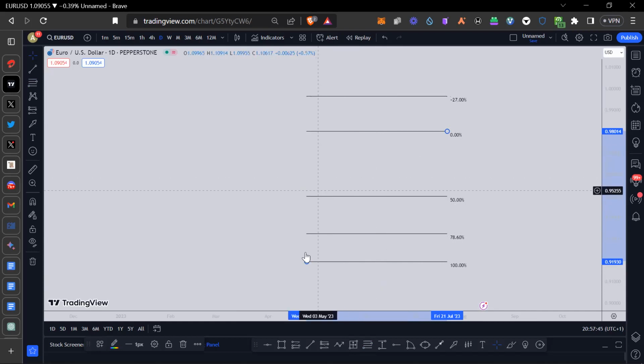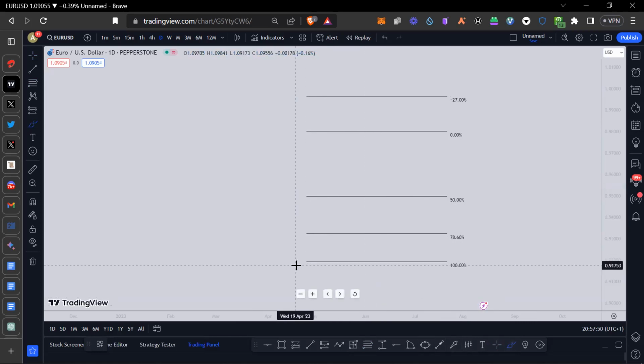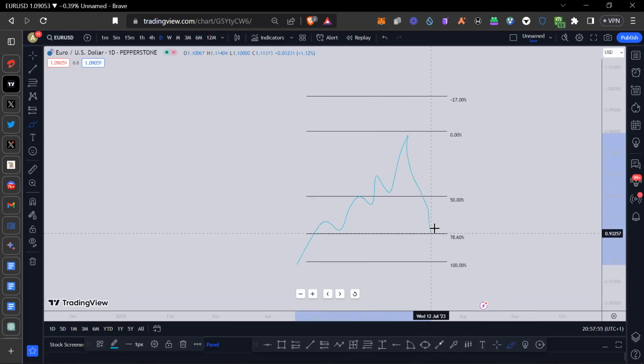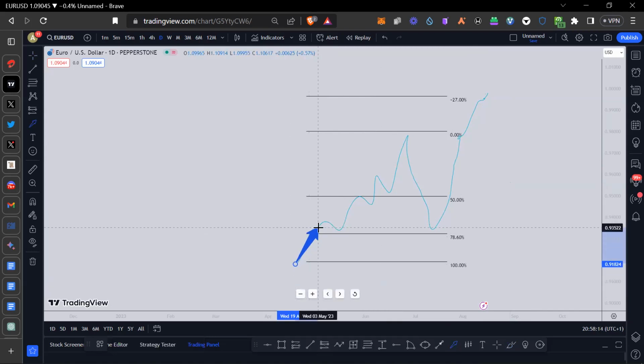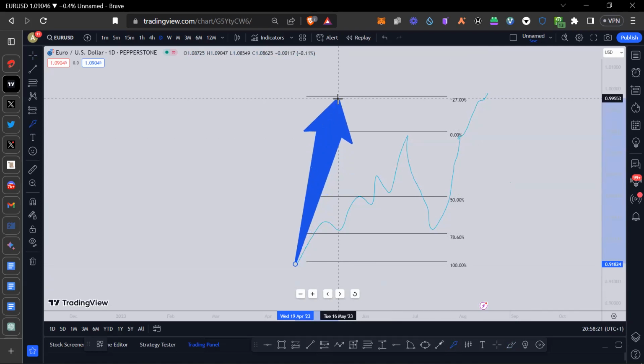So this is our take profit level. Let's say the market is trending upwards. Let me use my drawer here. If the market is trending upwards, these are the levels price normally comes to touch before the market gets to where it's supposed to go. So this is like a trend. If the market starts to move from this level, all you have to do is wait for the market to reach certain levels, and these are premium levels in the market: 50%, 0%, and the minus 27%.